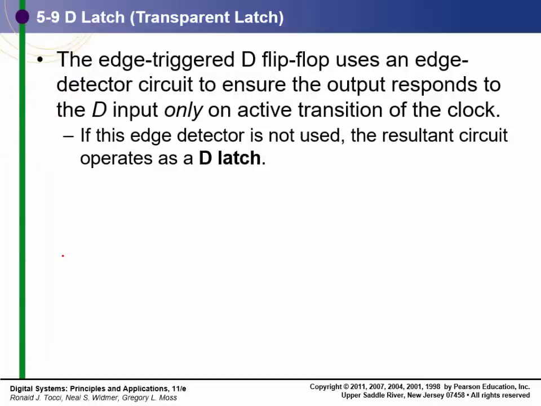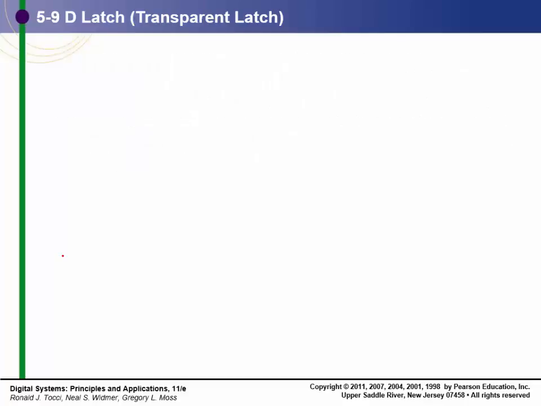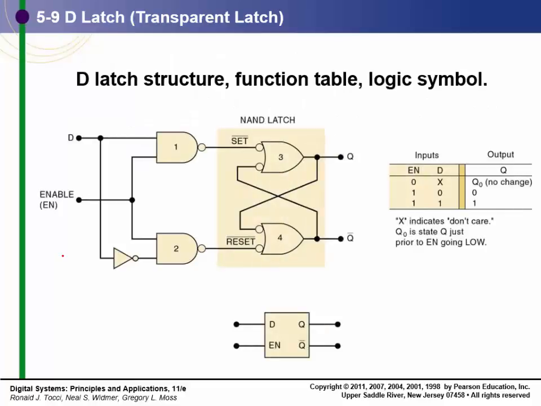Again, it uses edge trigger to ensure it only latches on the active edge. If edge trigger is not used, it's called a D-latch. Then it's going to latch data, and the output will change however it wants until the latch goes low. It looks like this right here. But notice the one thing that's missing is the little clock symbol. In this particular circuit, the output's going to change whenever the input changes as long as the enable is high. There's no leading edge or trailing edge restriction.